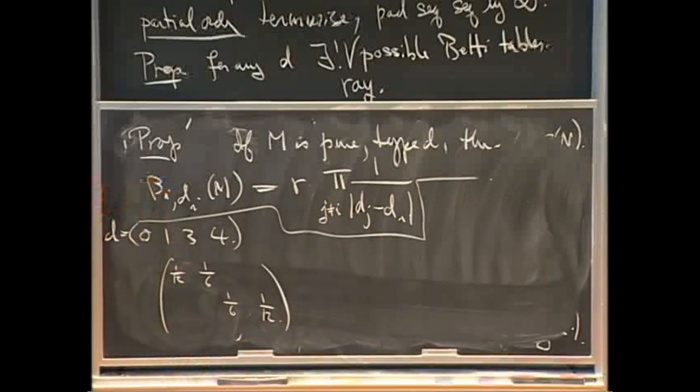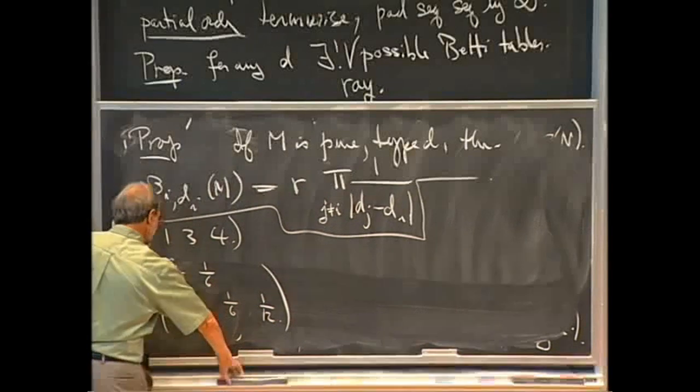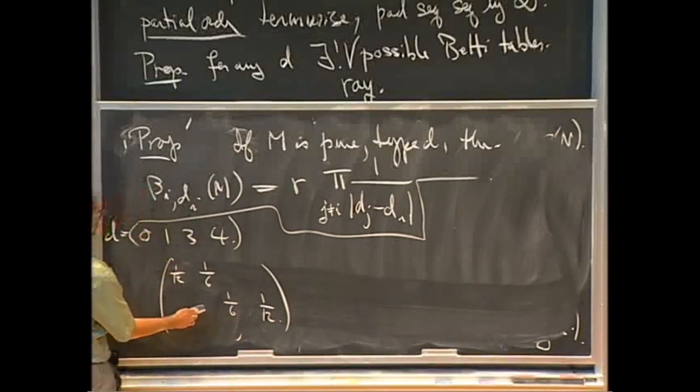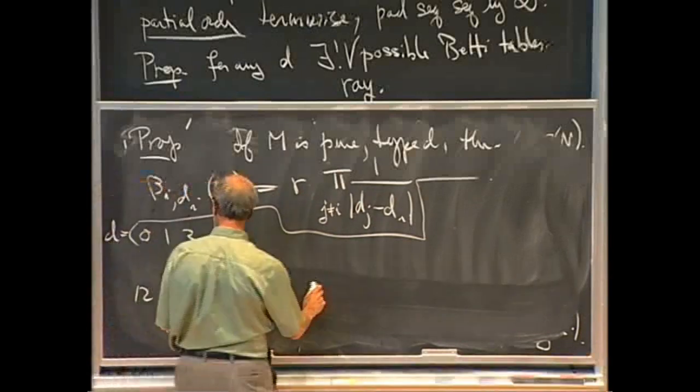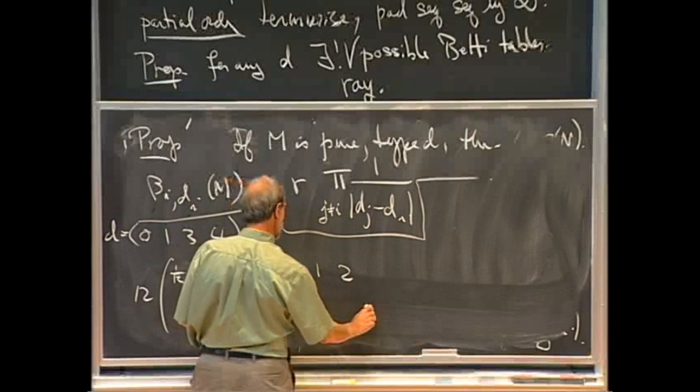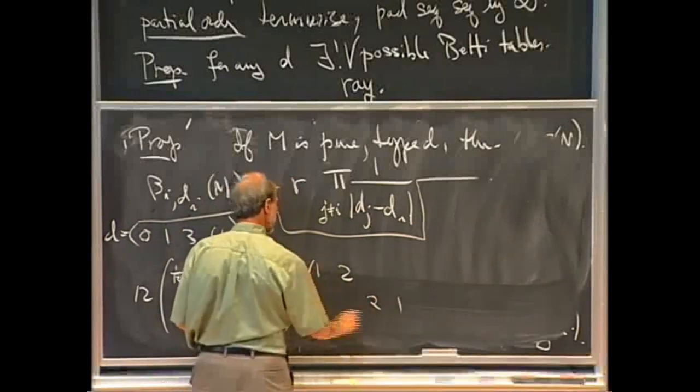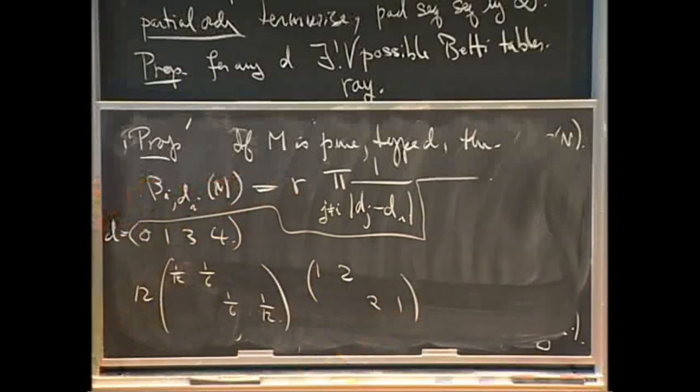Of course, you know perfectly well that's not a Betti table because there aren't integers. So let's just multiply and make them integers. 12 I have to multiply by. So I multiply 12 times this, and I get 1, 2, 2, 1. Is there a module with that Betti table? We ask ourselves. Some of you know the answer probably for a long time already.